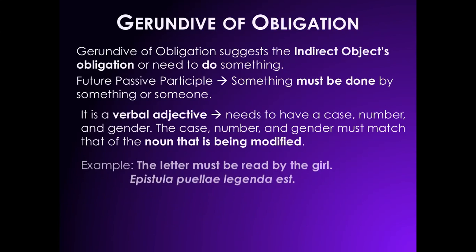So let's take a look at this sentence here. The letter must be read by the girl. Epistula puellae legenda est. So, first, I'm going to tell you right now that the word legenda is the gerundive form of the verb to read, lego, legere. And it literally means something must be read by something. So, what must be read by the girl? The letter must be read by the girl. If you look at the English, the letter must be read by the girl.